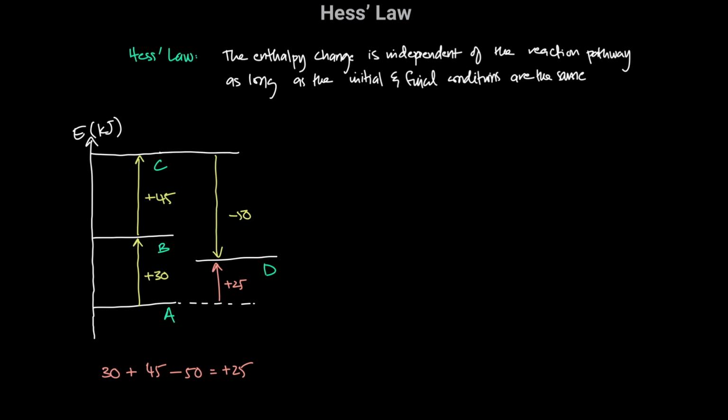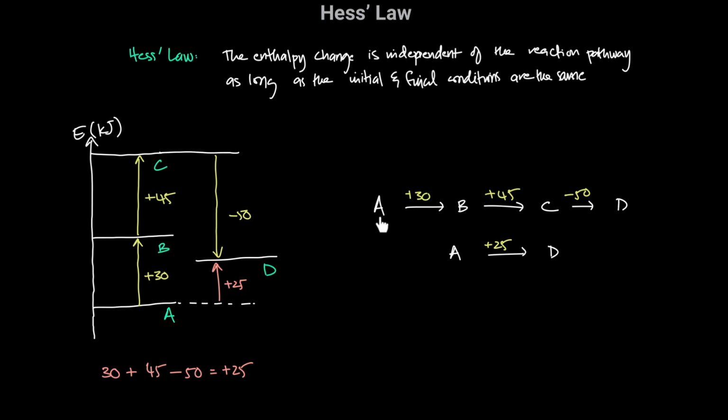So in this particular example, if we start with A, we convert to B, then B to C, and then C to D, our enthalpy changes were plus 30, plus 45, and then minus 50. And the overall enthalpy change, A to D, was positive 25. As long as I'm starting at point A, my initial conditions are the same. I'm starting at the exact same point under the same conditions, and my final product is the same in both cases as well. So my final conditions are the same.